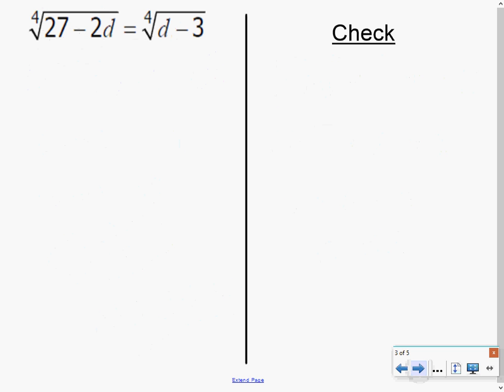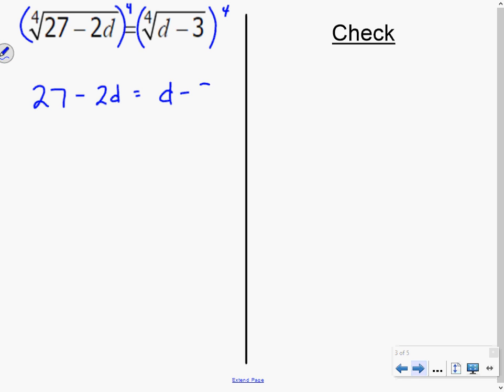One where we have radicals on both sides. Now, we kind of lucked out here because we have the fourth root on both sides of our equation, so we don't need to isolate anything. We just need to go ahead and raise each side to the fourth power to cancel out those radicals. That leaves us with 27 minus 2d equals d minus 3.